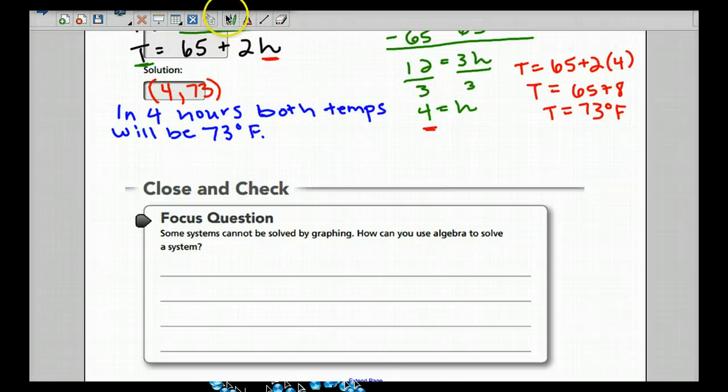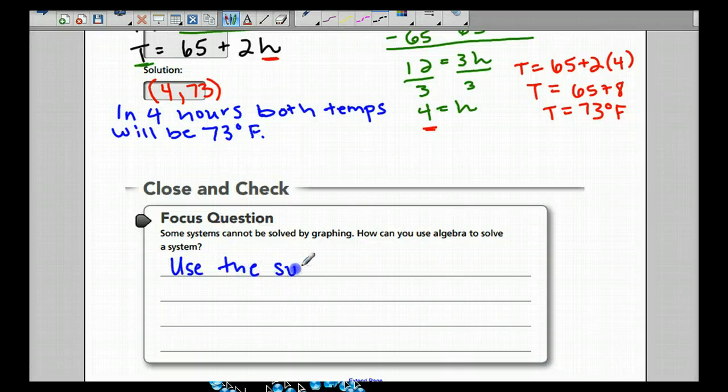So now our last question is our focus question. Some systems cannot be solved by graphing. How can you use algebra to solve a system? Well, we just proved it. We use the substitution method. So if you don't feel like graphing, or if you can't solve it with graphing, go ahead and use the substitution method. You might get decimals, you might get fractions, but at least you'll find the solution to your system.